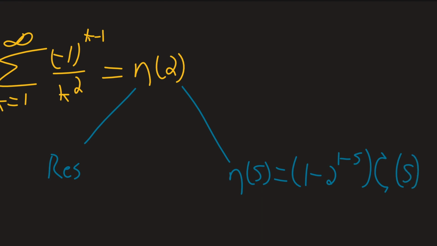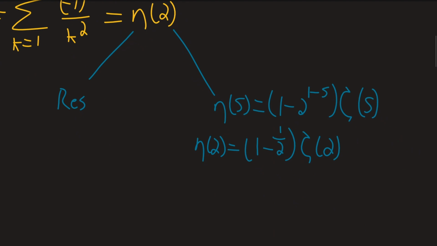And if we plug in 2 here, what we find is eta of 2 is equal to 1 minus 2 to the, 1 minus 2 is just negative 1. So that's just a half, times zeta of 2. Meaning that we have 1/2 times the sum, by definition of the zeta function, of 1 over k squared from k equals 1 to infinity.